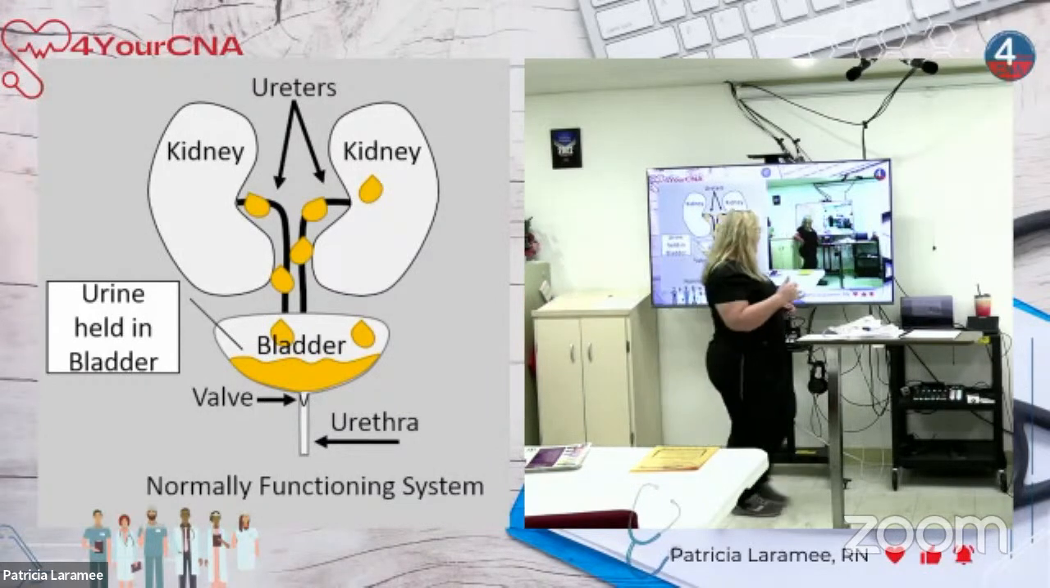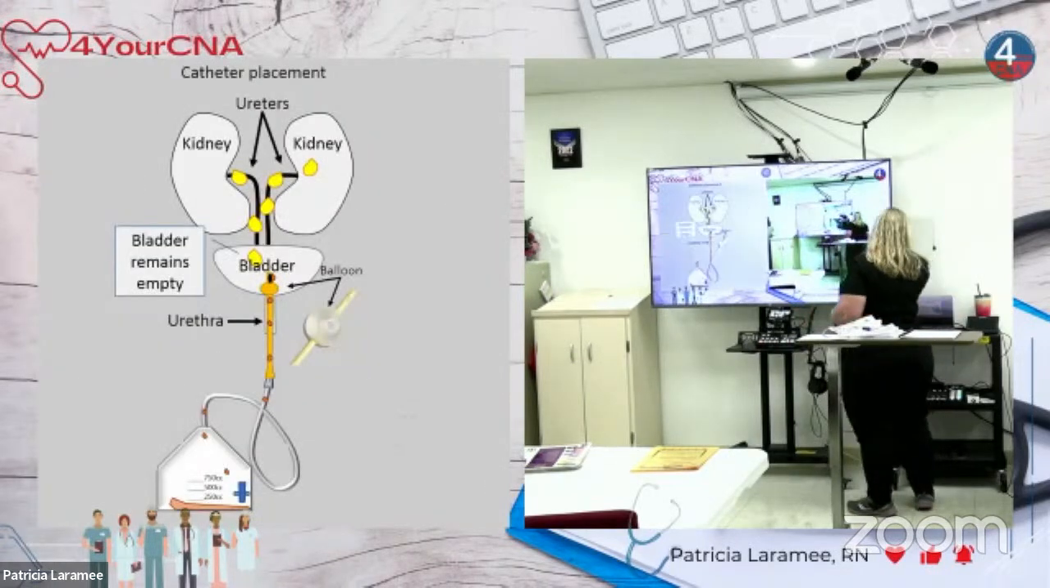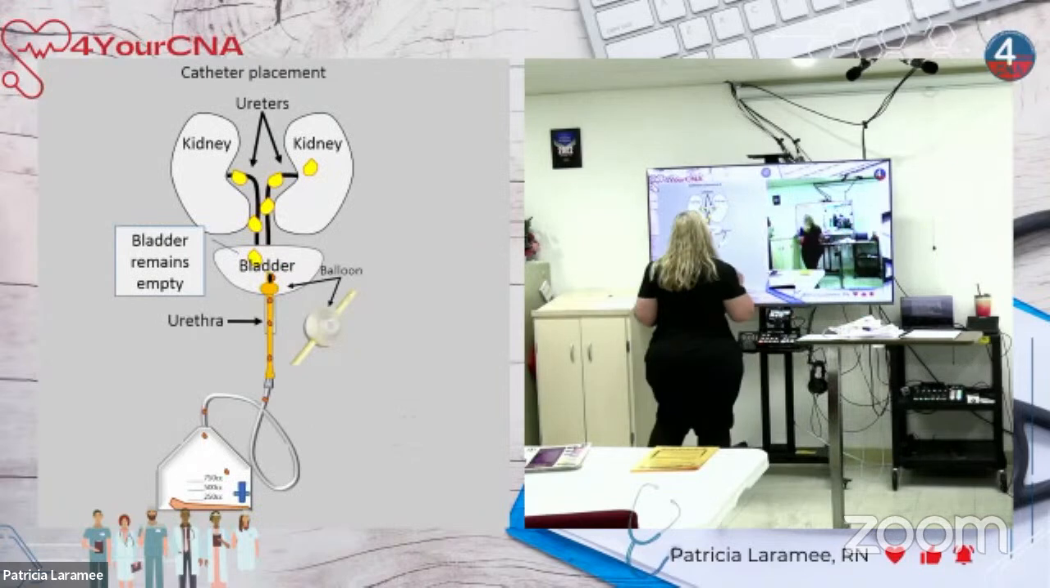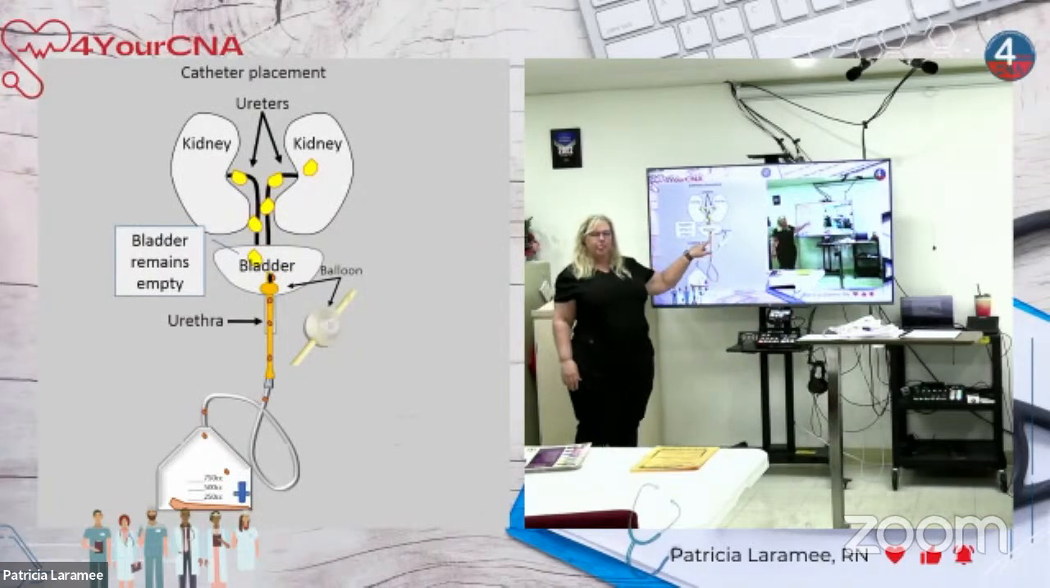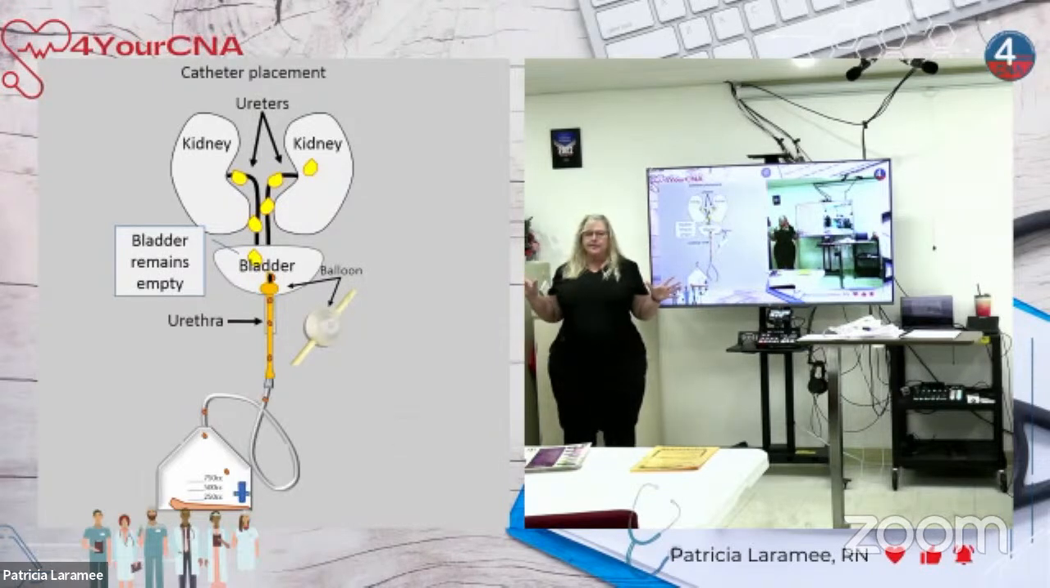So when we have a catheter, that system is still functioning. The only thing the catheter is doing is holding that valve open. That's it. That's all a catheter does, is holds that valve open. And because we're holding the valve open, the urine's just going to fall out. We're giving that urine a place to go. So there's two parts to the system. One is the catheter that's holding the valve open. The other is the bag that gives the urine a place to go. Two pieces to this system. Good?